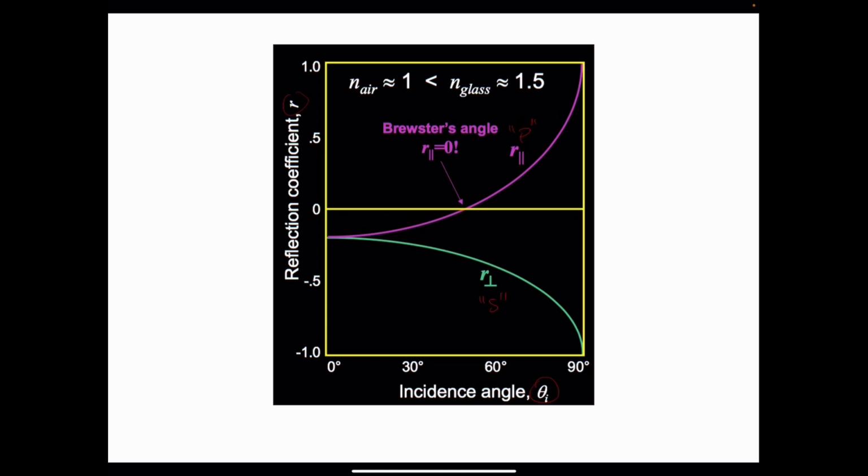Now notice that at normal incidence, or at 0 degrees, there is no such thing as S or P polarization. It's just linearly polarized light. But for P-polarized light, something special happens. There is an angle here known as theta B, or Brewster's angle, and this is the angle at which no light is reflected.